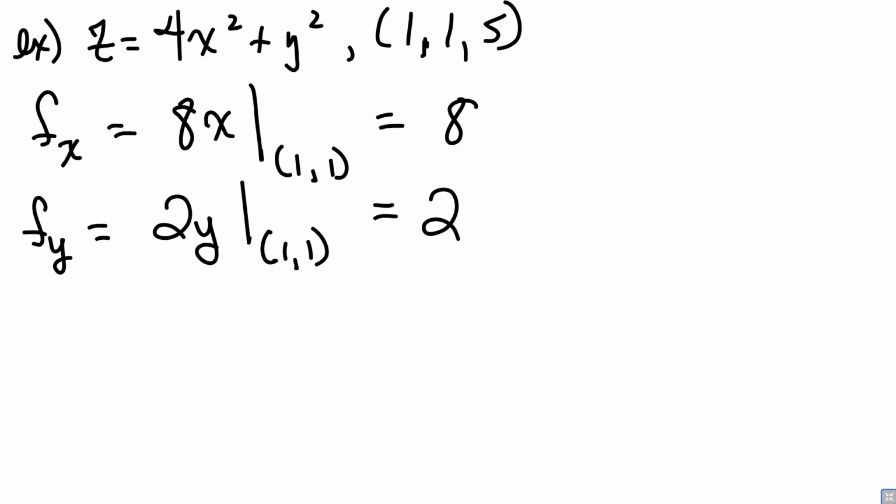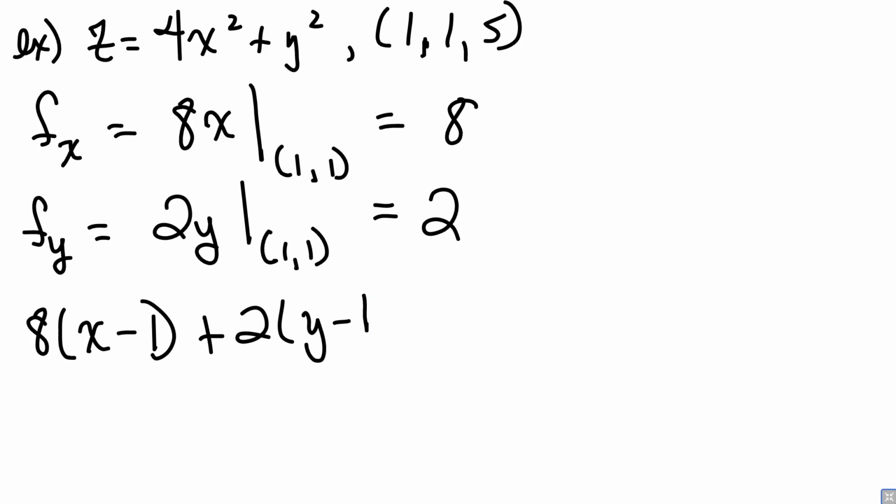All right, so now we're ready to write our equation. So it's going to be 8 times x minus what? 1. Plus 2 times y minus what? 1. Minus z minus 5. Okay, and this is equal to 0.